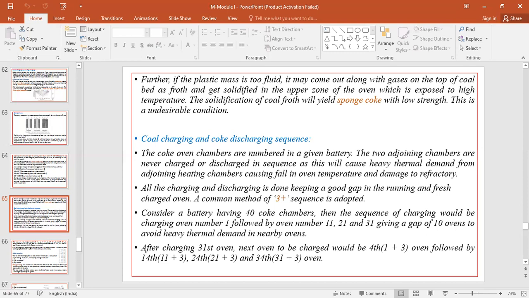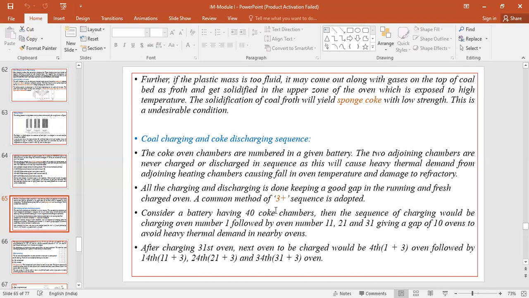That's why we give a proper distance between the ovens for charging and discharging. So all the charging and discharging is done keeping a good gap between the running and fresh oven. So here we basically adopt the P plus method.